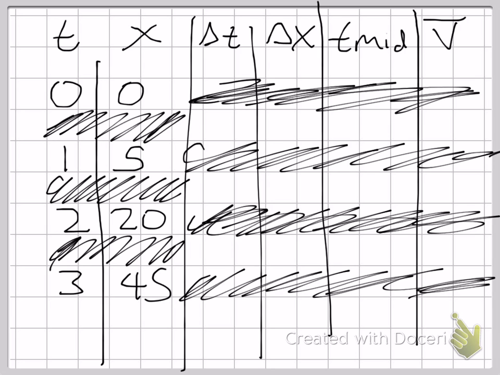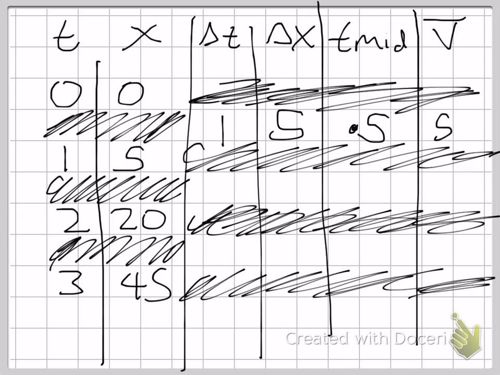So our delta t is exactly what you think. It's the change in time for that interval, which is 1. Our delta x is our change in position, which is 0 to 5, so that means it's 5. T mid is the time in the middle between 0 and 1 second, so that's 1/2. And our velocity is just the change in x over the change in t. So in this case, it's 5 divided by 1.